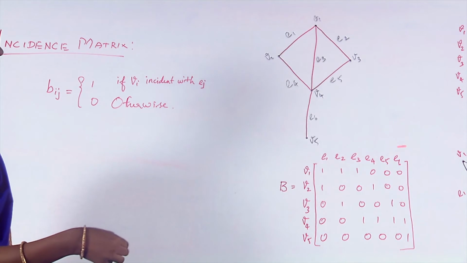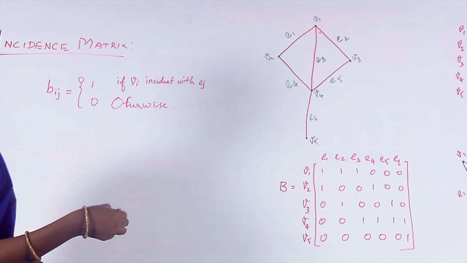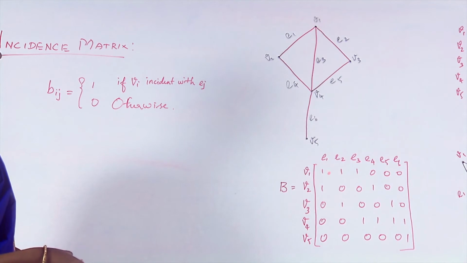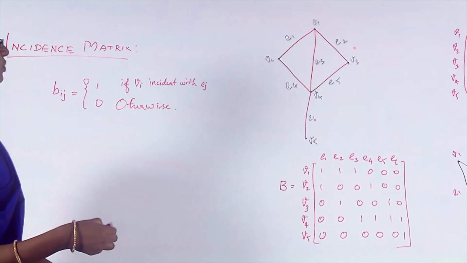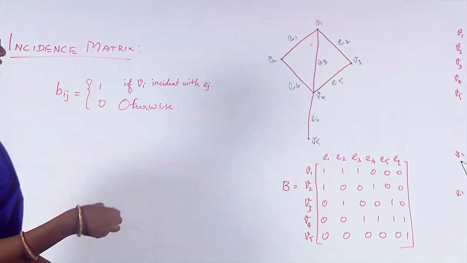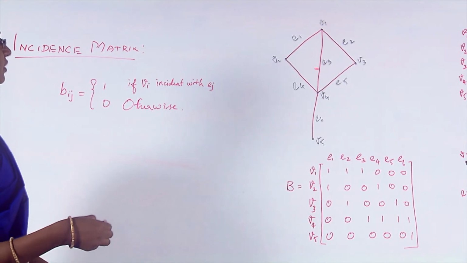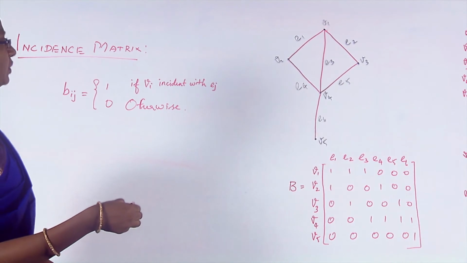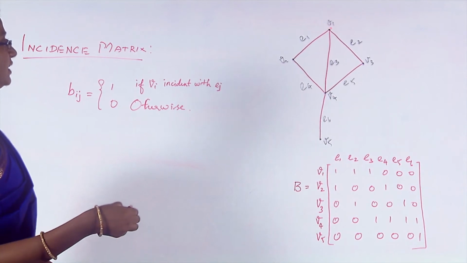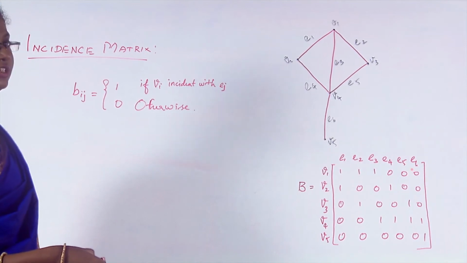Let's focus our attention on the first row. The first row corresponds to V1. Look here at V1. E1 is incident on V1, so the first entry here is 1. Similarly, E2 is incident on V1, so the second entry is also 1. E3 is incident on V1, so the third entry is also 1. Whereas E4 is not incident on V1, E5 is not incident on V1, and E6 is not incident on V1, which means that the last 3 entries of the first row become 0.